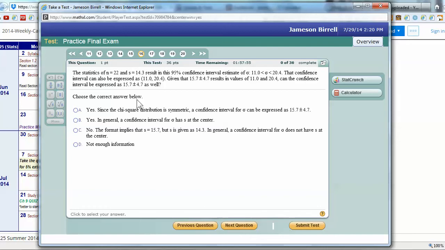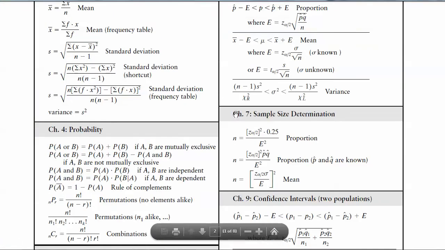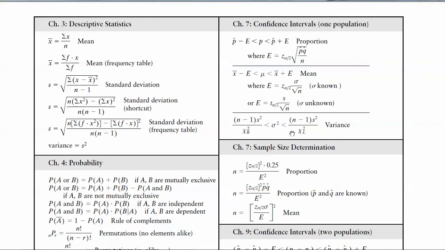So this question is dealing with the chi-square distribution. It says in statistics, the statistics of a sample size of 22, a sample standard deviation of 14.3 result in a 95% confidence interval of blah. So they've already worked out the confidence interval about the population standard deviation. And by the way, that alone will remind you that it's not from a section we covered, because that's right here where they're talking about a confidence interval, and this is about the variance.